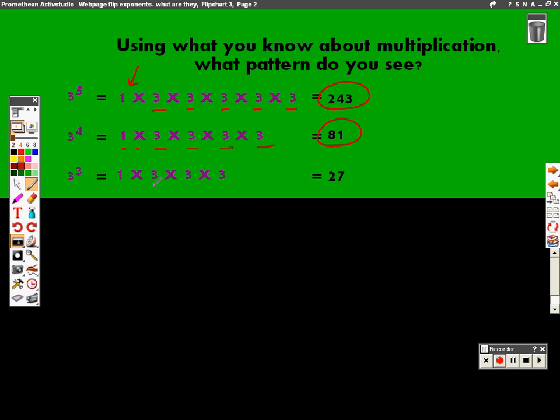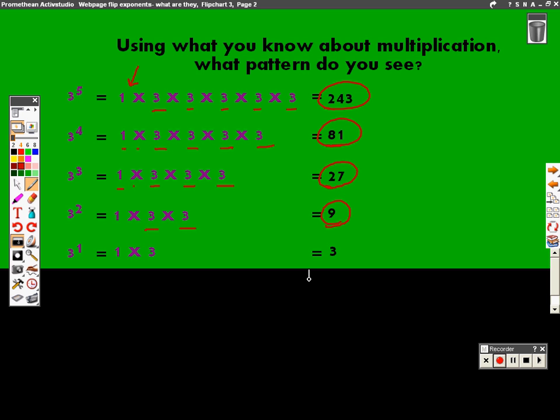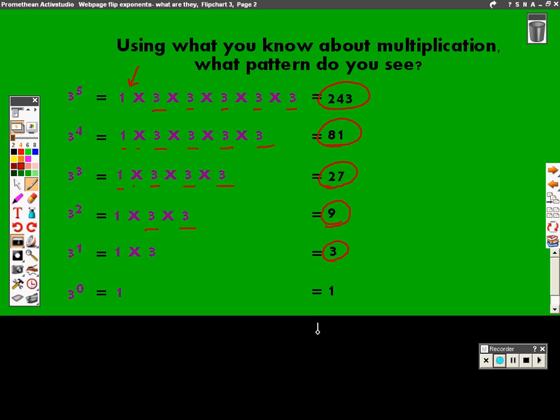So 3 to the third power is 3 times 3 times 3. Once again, I tagged on that 1 times 3 times 3 times 3, and you'll see why. That's 27. 3 to the second essentially is 3 times 3, which is 9. 3 to the first means only 1 3 is left there, and that is 3. And now you'll see why I put that 1 there.